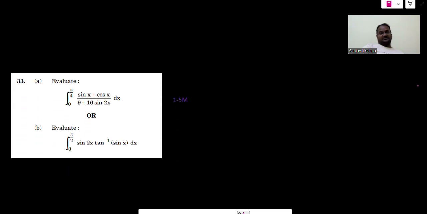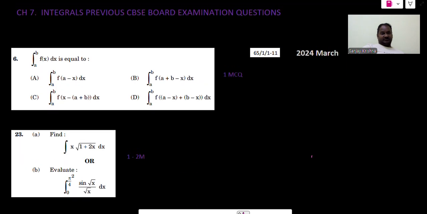See, this is a 5 marks question. So 6 plus 5 is equal to 11. Those who are trying to score 100 on 100, you must have to be focused on integrals compulsorily. Okay, without any delay, let us get into our topic and let's discuss these questions.